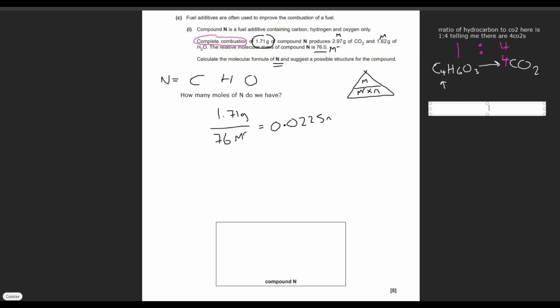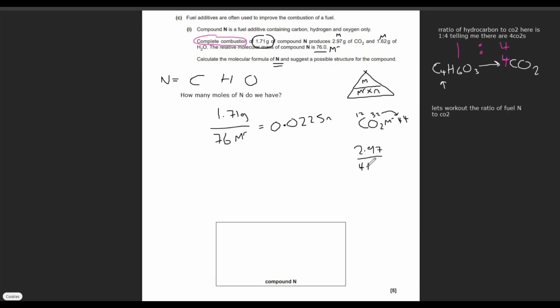What I need to do is find out the amount of moles of carbon dioxide. Now, the ratio between the fuel and the carbon dioxide gives me the number of carbons in the fuel. So you can see in my little equation, C4H6O3, whatever that is, goes to CO2. The ratio of the carbon dioxide molecules to the fuel is 4 carbon dioxides to 1 fuel, and that tells me there are 4 carbons in the fuel.